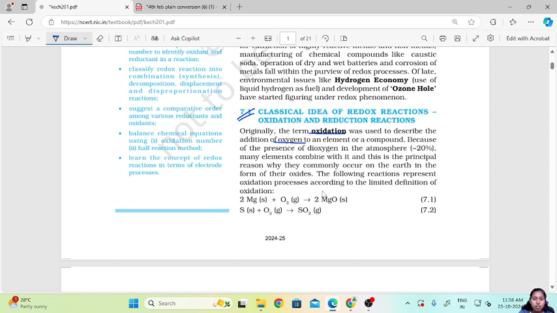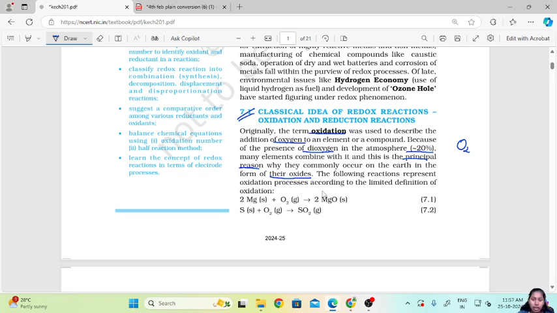Now, because of the presence of dioxygen in the atmosphere, many elements combine with it, and this is the principal reason why they commonly occur on the earth in the form of their oxides. So in the atmosphere there is dioxygen, that is O2, approximately 20%. Many elements combine with this dioxygen, and this is the principal reason why they commonly occur in the form of oxides on the earth.